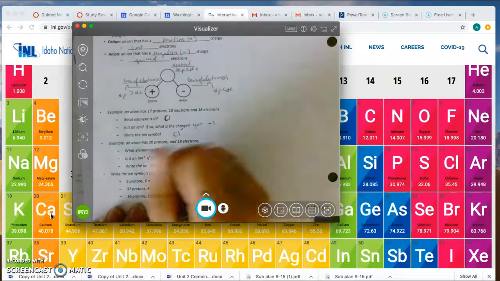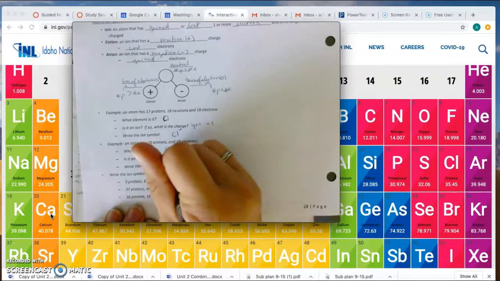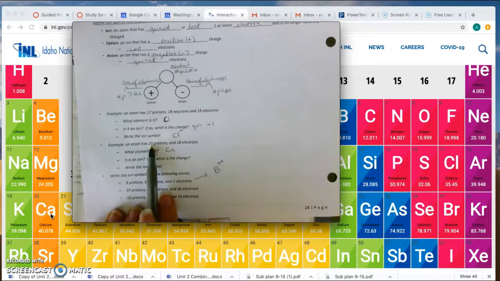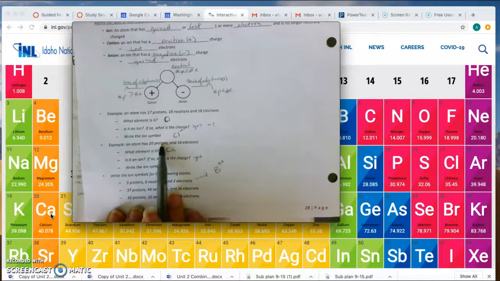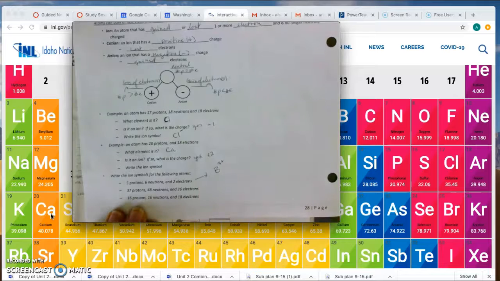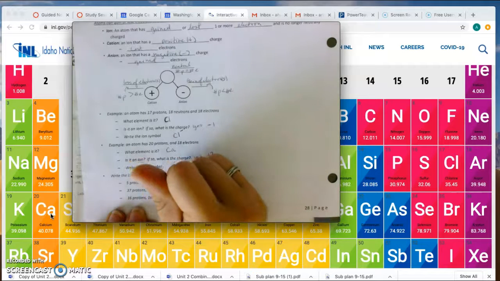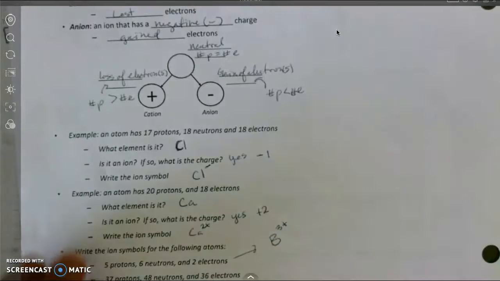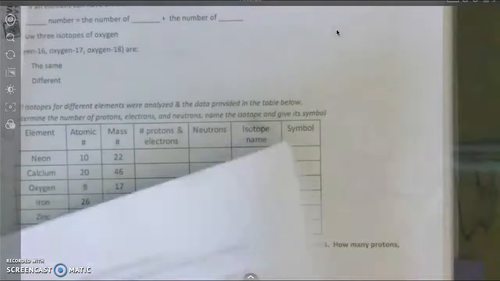So we have calcium, and then is it an ion? Yes, it is, because 20 protons, 18 electrons, those aren't equal. So yes. What is the charge? Let's see, we have 20 protons and 18 electrons, so we have 2 more positive charges than negative charges, so my charge is +2. And then finally, what's that symbol? Well, it'd be Ca with a 2+ up in the right-hand corner.